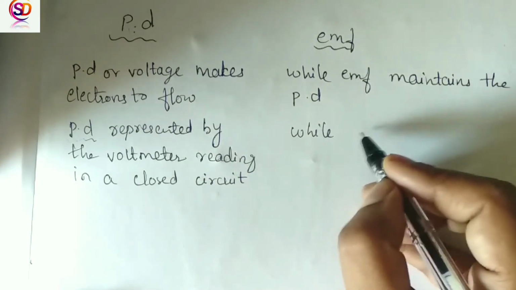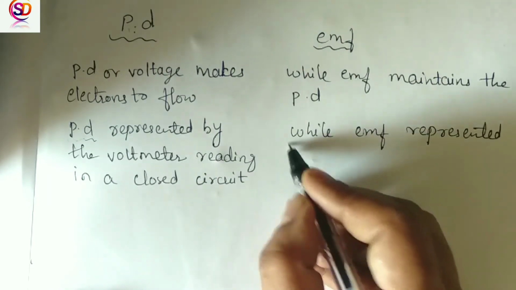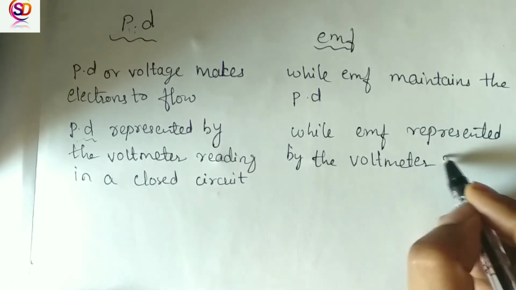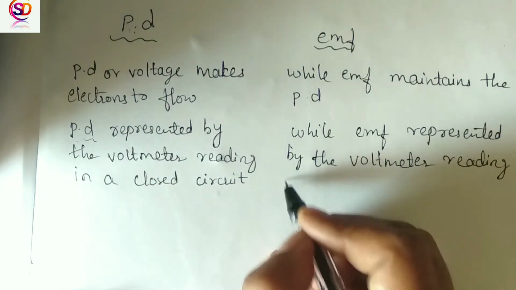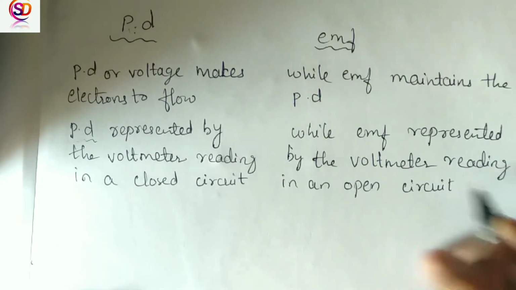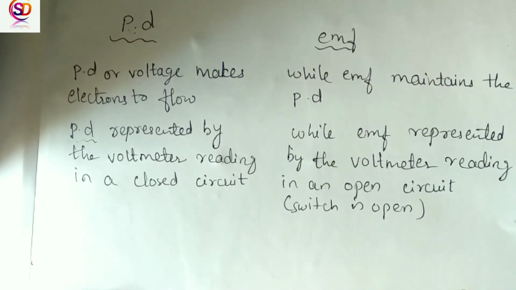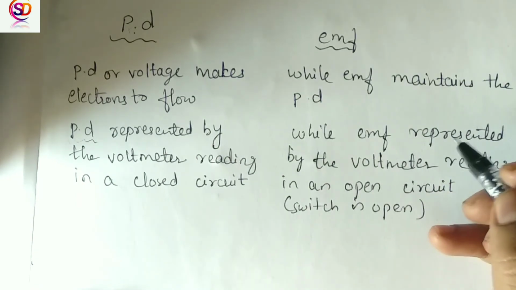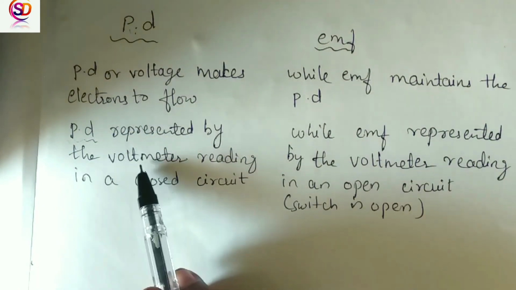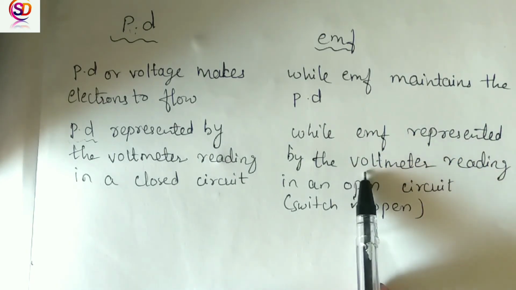While EMF is represented by the voltmeter reading in an open circuit, meaning the circuit is not working and the switch is open. In that case we consider EMF. So in short you can remember like this: when the circuit is closed we measure PD with the help of a voltmeter. When the circuit is open we measure the EMF of the cell with the help of a voltmeter.